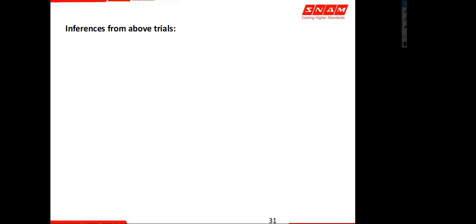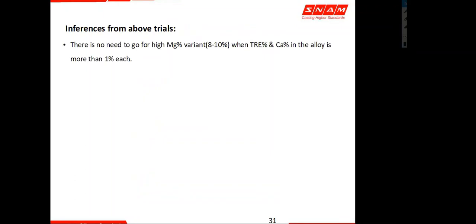So what we infer from these trials and results is that there is no need to go for the high magnesium variant, 8 to 10%, when you have rare earth and calcium in your alloy at more than 1% each. The understanding is that you need not go for high magnesium every time. You can increase your calcium content or your rare earth content to get better performance, or switch over to a different grade of nodulizer rather than increasing magnesium.